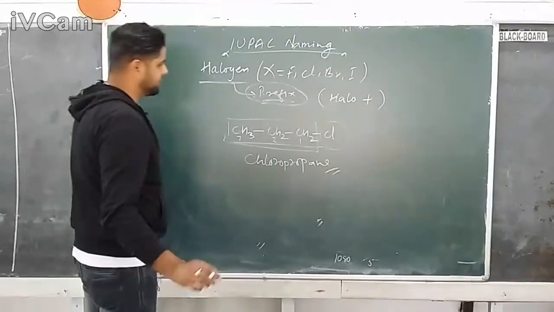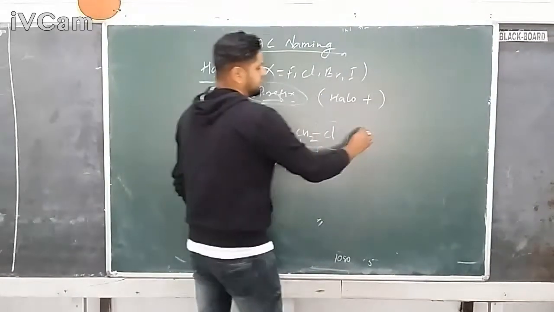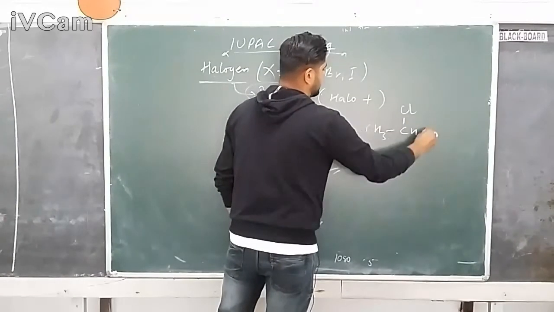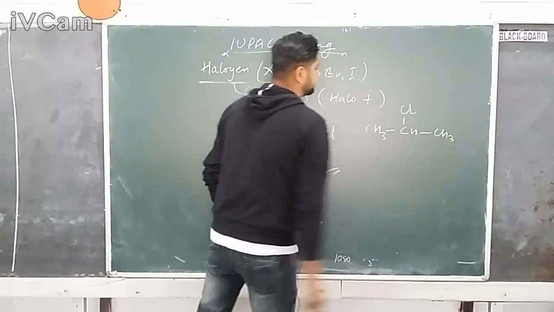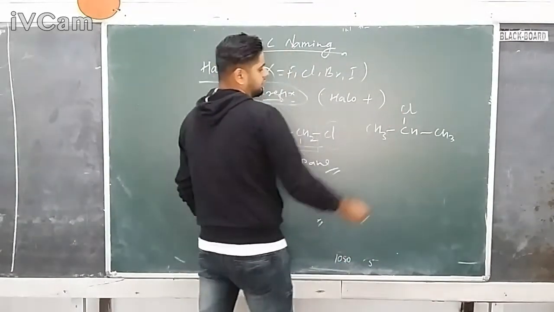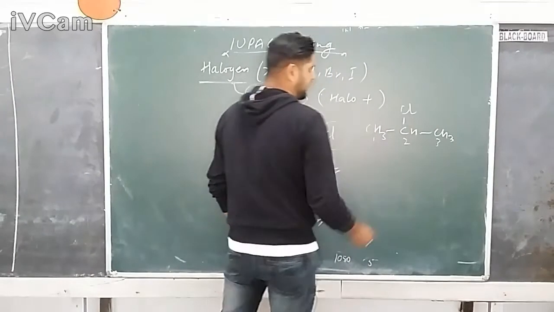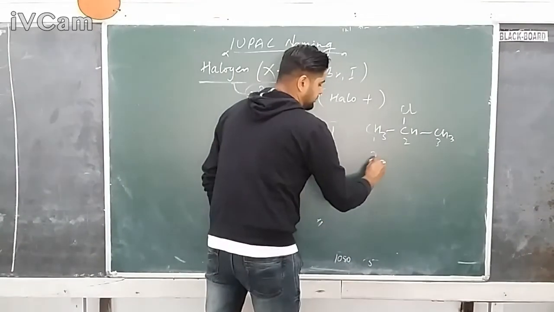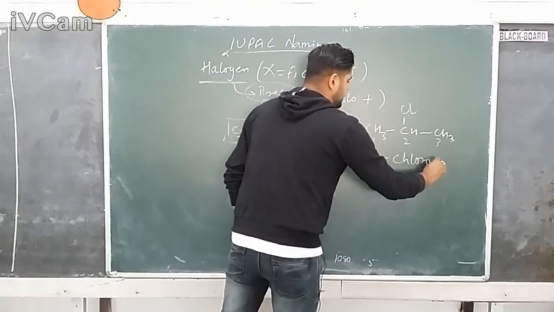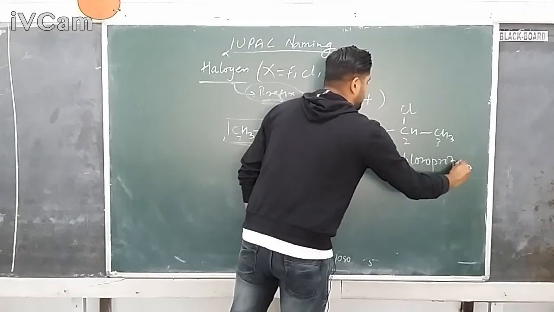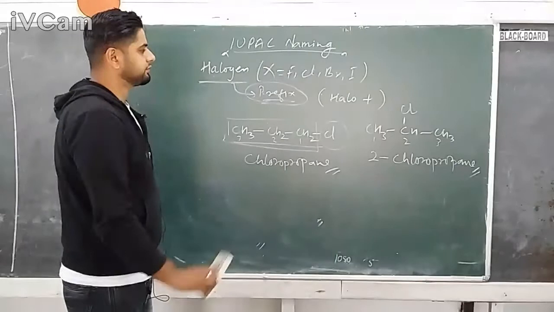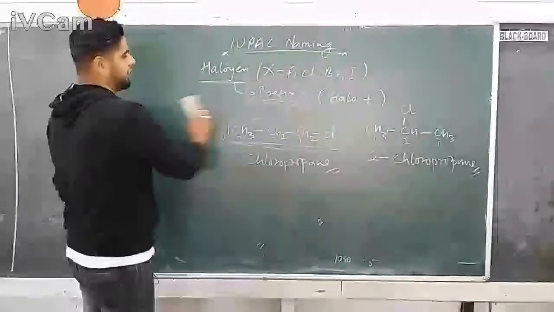I'll give another example. Suppose CH3, CH, here Cl, here CH3 is there. So the chlorine group is there. Numbering 1, 2, 3, anyway you can number. This is 2-chloropropane.